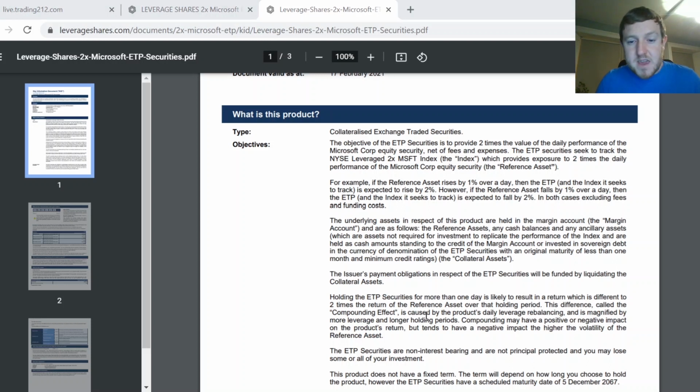Holding the ETP securities for more than one day is likely to result in a return that is different to 2 times the return of the reference asset over the holding period. The difference is called the compounding effect. It is caused by the product's daily leverage rebalancing and is magnified by more leverage and longer holding periods. Compounding may have a positive or negative impact on the product's returns, but tends to have a negative impact the higher the volatility of the reference asset.